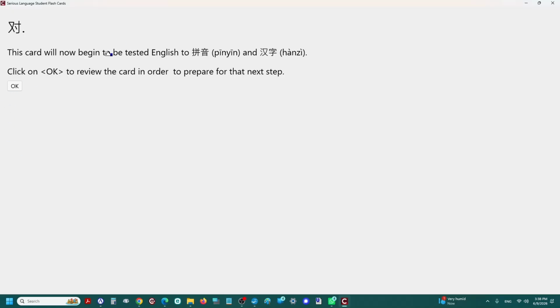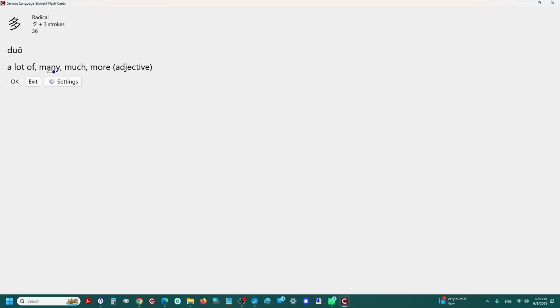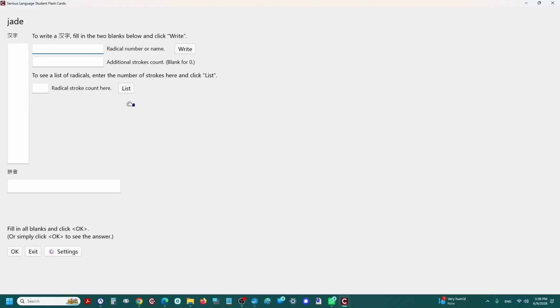And now I'm being told that this is going to be tested from English to both the Pinyin and the Hanzi. That's the most advanced thing that you can be asked to do. You start with the English, and you have to give both how to pronounce it and how to write it. And you are, of course, reminded of the character and all the information about it. So now we've gotten to that last level of a challenge. We're given the English, and we're asked both to write it and to give its pronunciation.